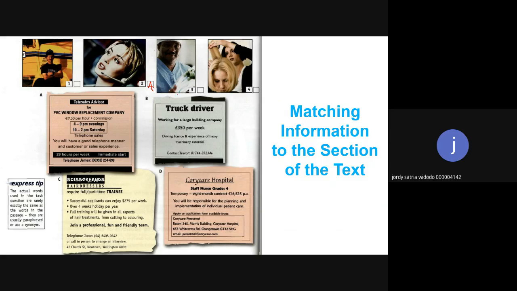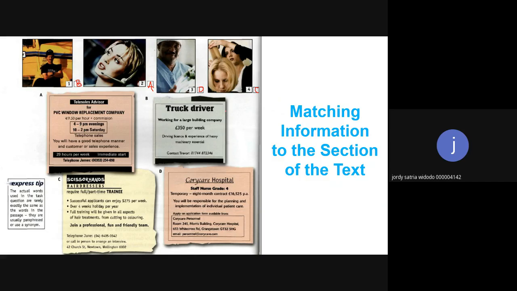And then B, truck driver. That must be obvious. It's number 1, so you need to write down B. Then C, scissor hands, hairdresser. Hairdressers must be related to hair. It's number 4, so it's C. And then the last one, Care hospital. Of course, this person is wearing a sort of surgical cloth, so it is D.